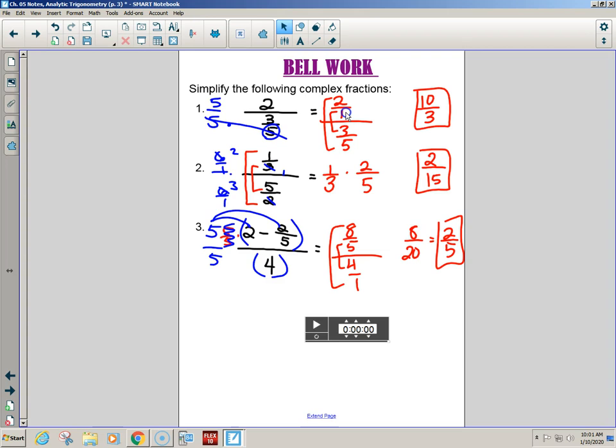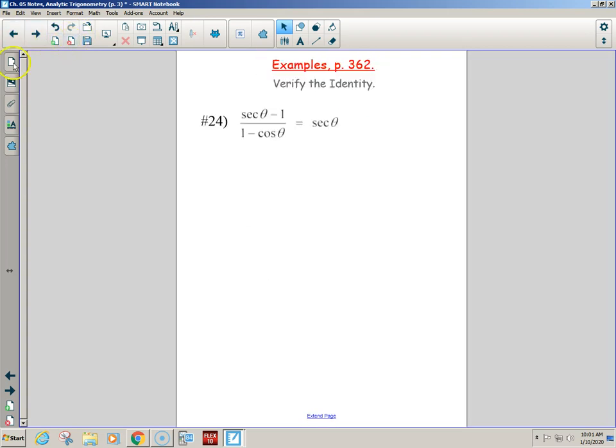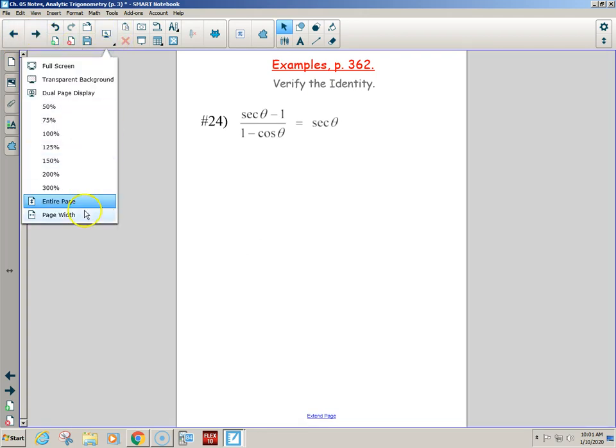Does that make sense? Okay, let's get all phones put away. Let's get all brains focused on the task at hand.